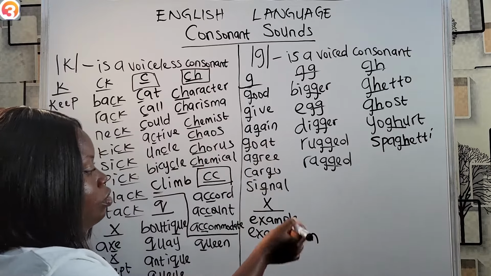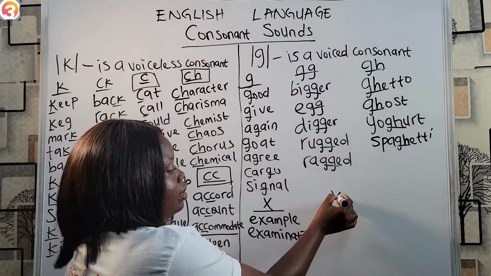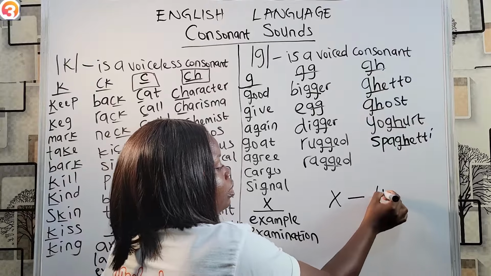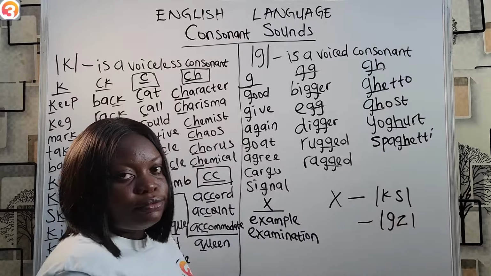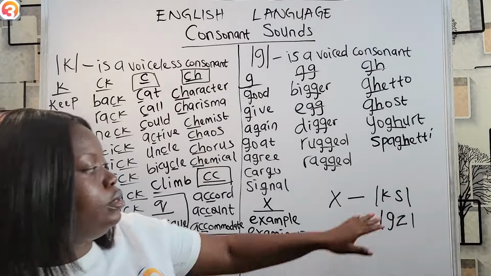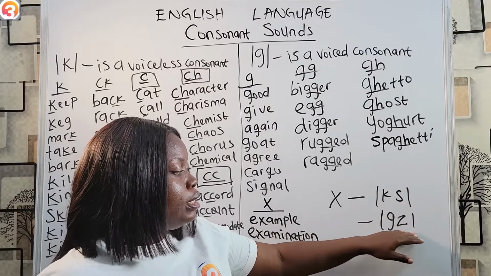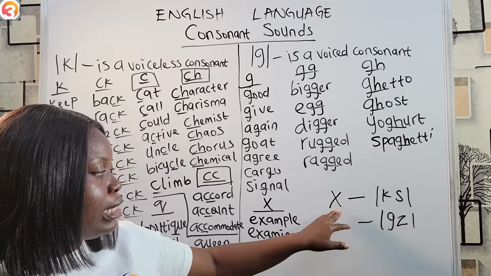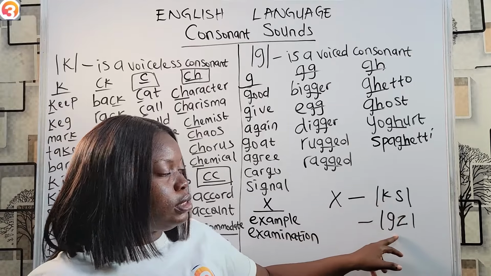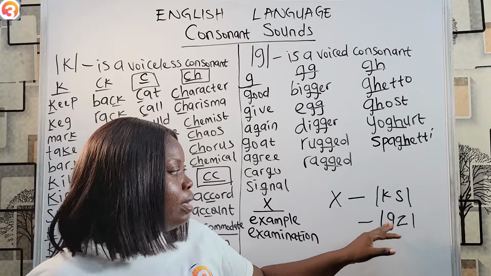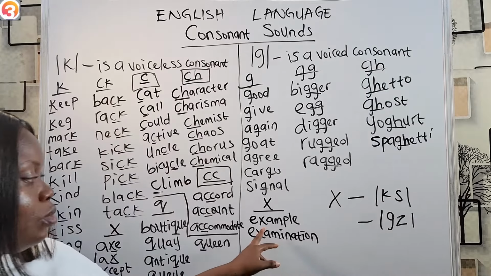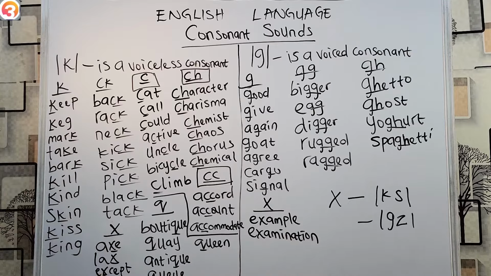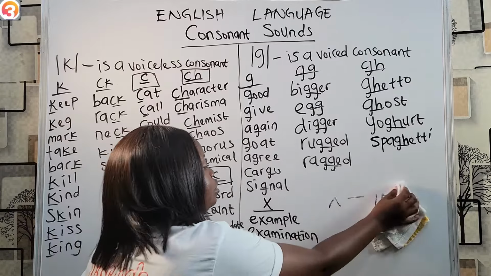Here, the X is combining with S, so this can either produce KS or GZ. Both these two are voiceless consonants, these two are voiced. So if you don't pronounce X in the word as K, it becomes G. So it's either produced as K and S or G and Z, as in these ones. Here we have example, here we have except. So the difference is there in the pronunciation.